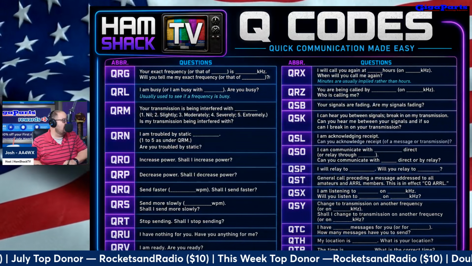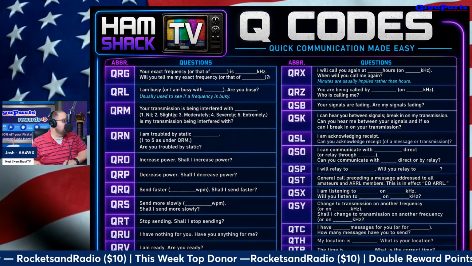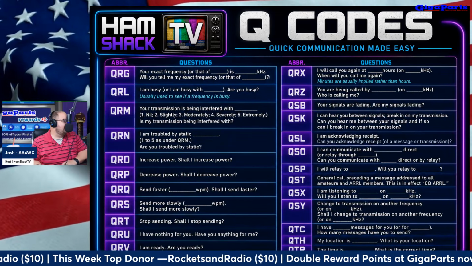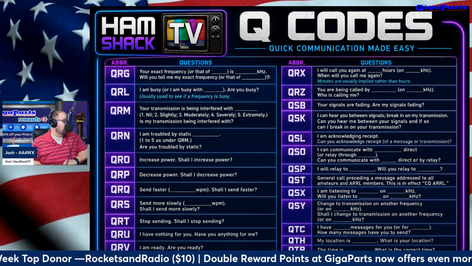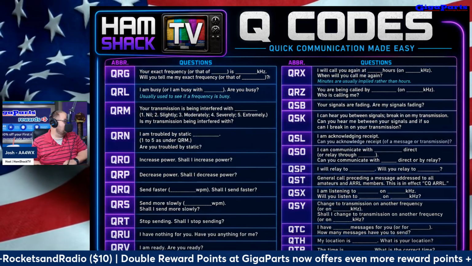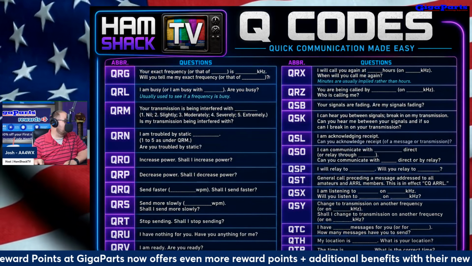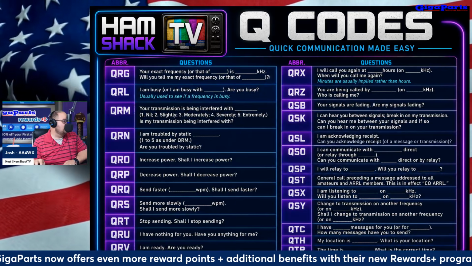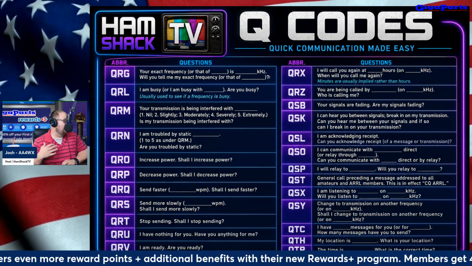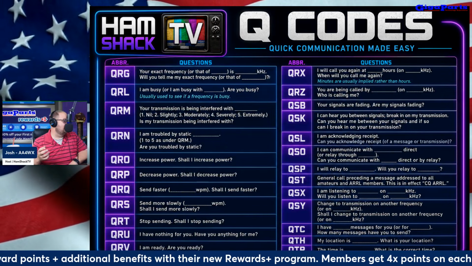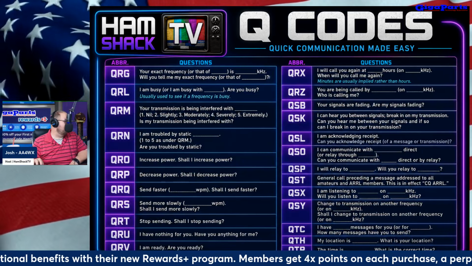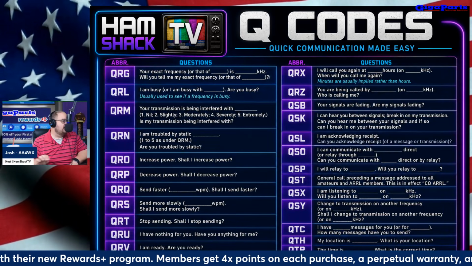QRM, we all know about QRM, better known as quarming. That's where quarming comes from. QRM means your transmission is being interfered with. Sometimes they add to it nil, slightly, moderately, severely, or extremely. Or you may be asking, is my transmission being interfered with? It could be either one.